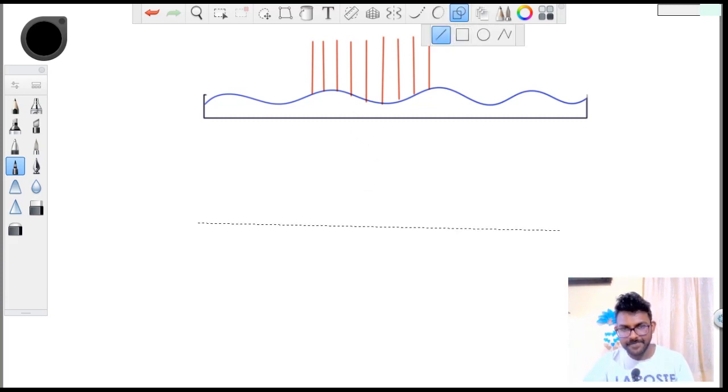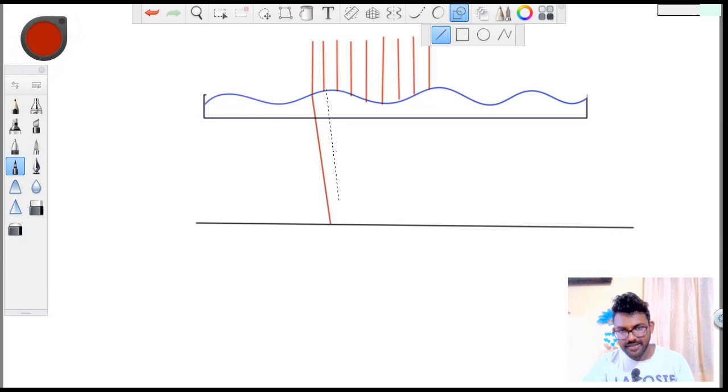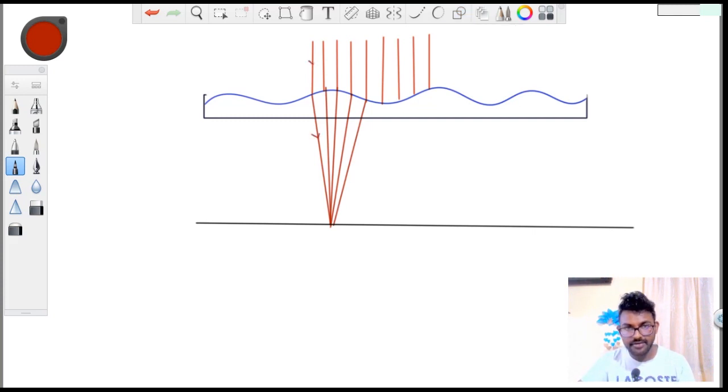Then what will happen? If it is a convex lens, that means they are converging the light. So they are converging the light to a single point, thus creating a sharp, bright line corresponding to a crest. This is a crest, we know. This is a transverse wave, so we have crests and troughs. So these are being focused to a single point, creating a bright line like this.